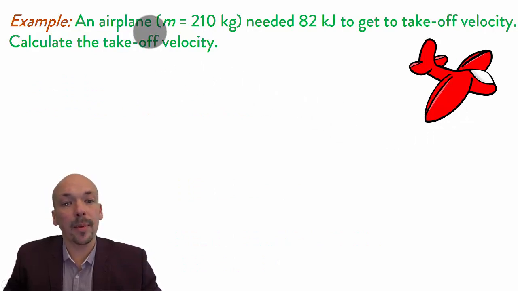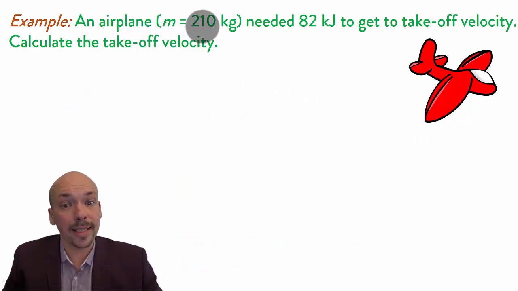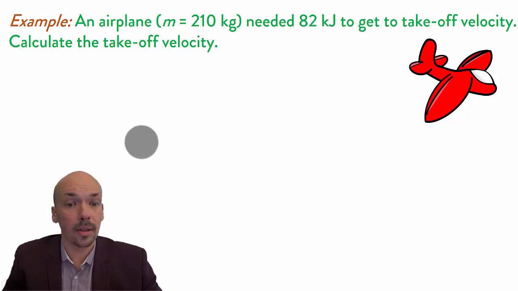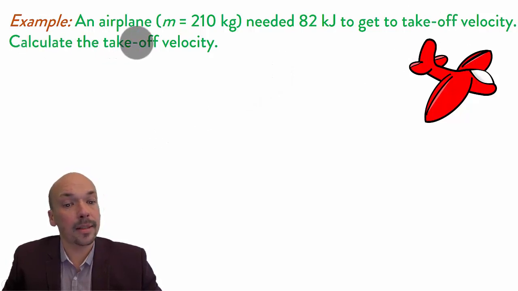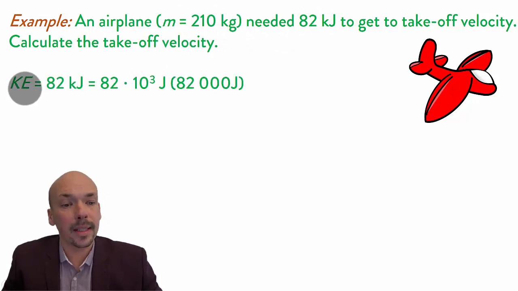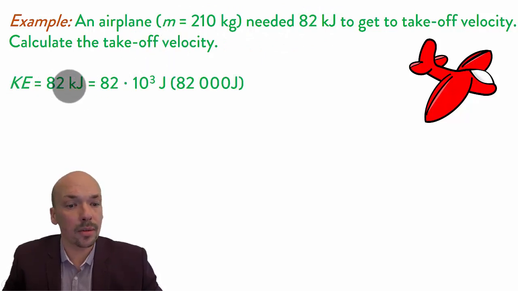Another example: an airplane with a mass of 210 kilograms needs 82 kilojoules to get to takeoff velocity. So before it can take off, it needs a certain velocity, so it needs to go from 0 to this velocity, and you need some energy for it. Calculate the takeoff velocity. Well, we know the energy it needed, we know the mass, so we can calculate the velocity it has then. First, the energy, we got 82 kilojoules, that's 82 multiplied by 1000, so you can write it either like this or like this with 3 zeros.